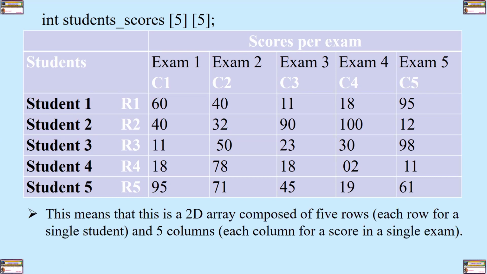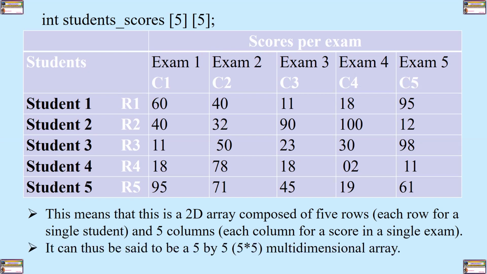This means that this is a 2-dimensional array, as I've said, composed of 5 rows, with each row in this case being 4 values for a single student, and 5 columns, with each, of course, being for the score in a specific exam, as you can see. But what is more important is how many elements are in each row and how many elements are in each column. In other words, how many elements are in each dimension. So it can be said to be a 5 by 5.